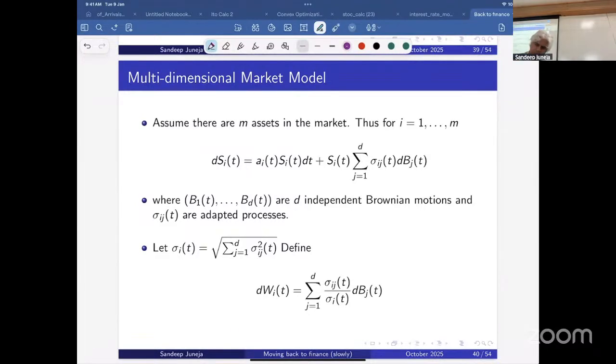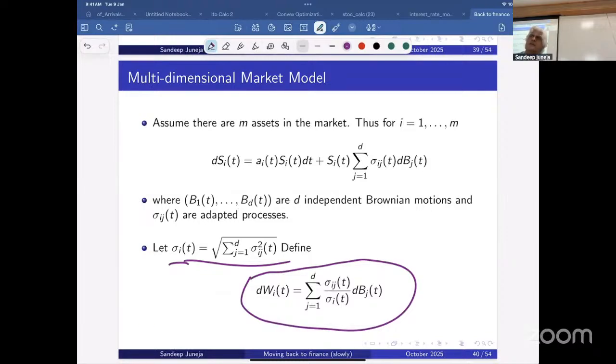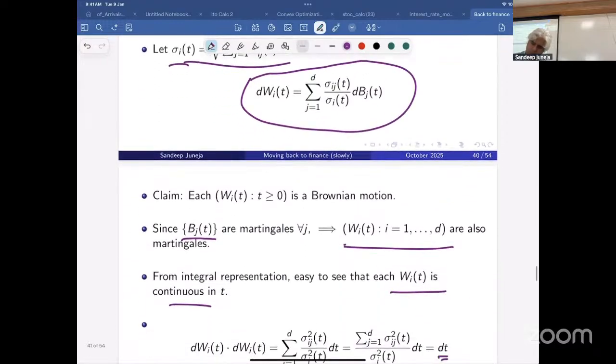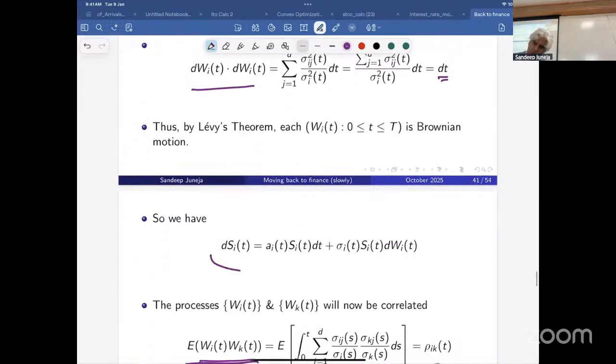Sigma_i(t) was this normalizing factor. So we define a new process dW_i(t), for each i, and as we argued, we can show that this is also a Brownian motion. Now we can replace this term with sigma_i(t) dW_i(t). So it's just a new representation, but we're saying exactly the same thing. This is a standard Brownian motion, but now across i, these Brownian motions are correlated.